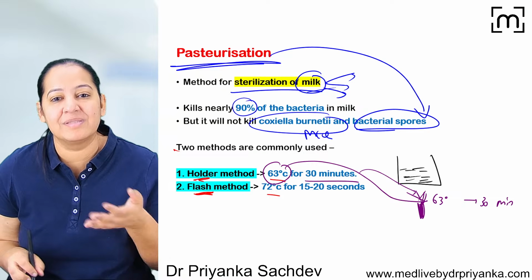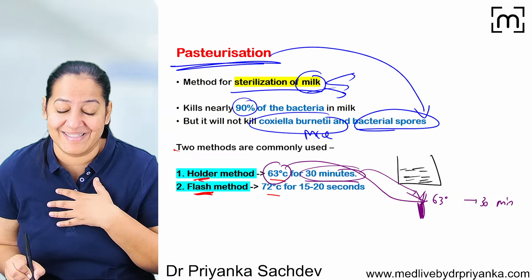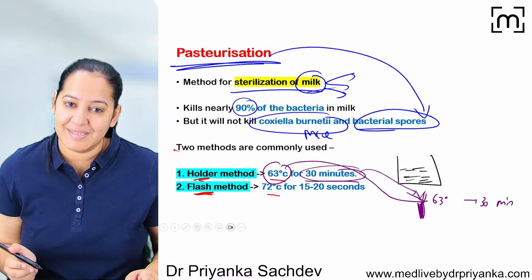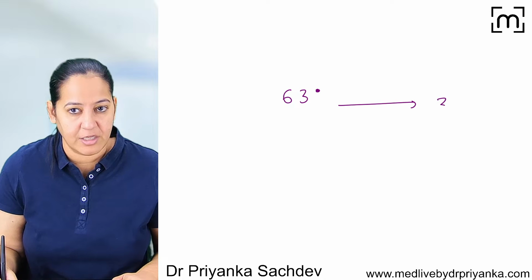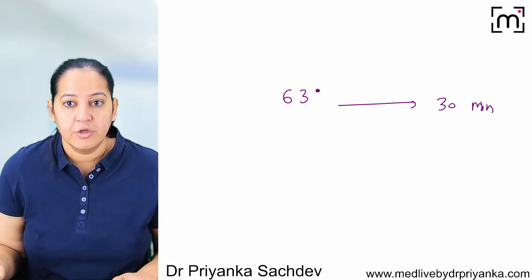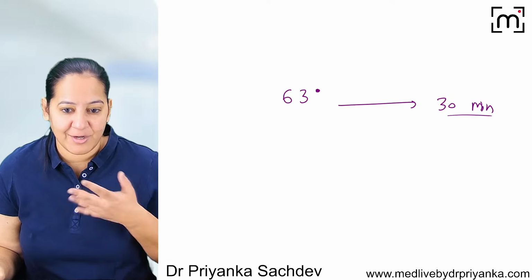But again, the problem is the same. I'm very busy. I don't have 30 minutes. I want to make it fast. So is there a way? Yes, you will say, yes ma'am, there is a way. If you are heating at 63 degrees, you require 30 minutes.